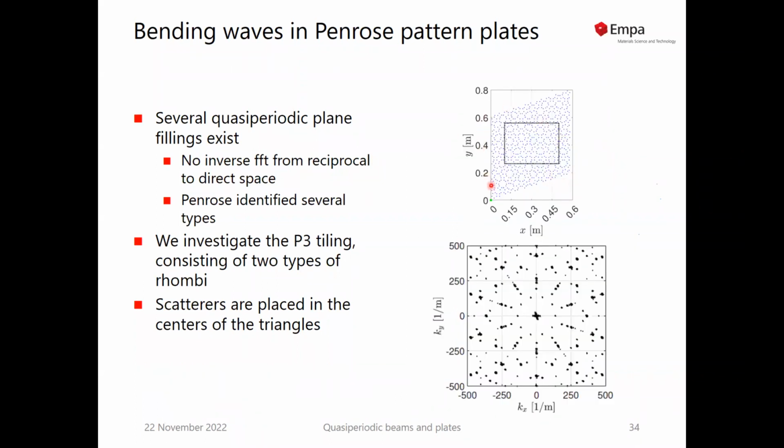If we do this, you get a structure that looks like this. So all the blue dots are scatterers, could be masses, could be resonators. I will show you what we used exactly on the next slide. We excite this plate here in this corner, and we look at the response here in this rectangle. Now, if we look at the reciprocal space of this Penrose tiling, we once again see a tenfold symmetry, but not with unique dots like in the work that I've shown before, but with a much more complicated reciprocal space.